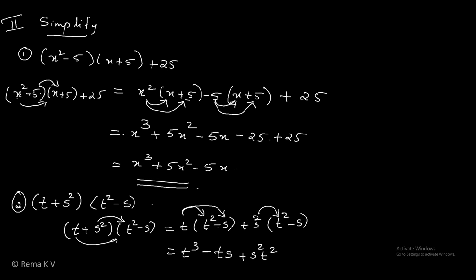These two, then the second one: this is positive and here it is negative, so the product is negative, s² into s gives s³. See, no like terms here. So the answer is t³ − ts + s²t² − s³.